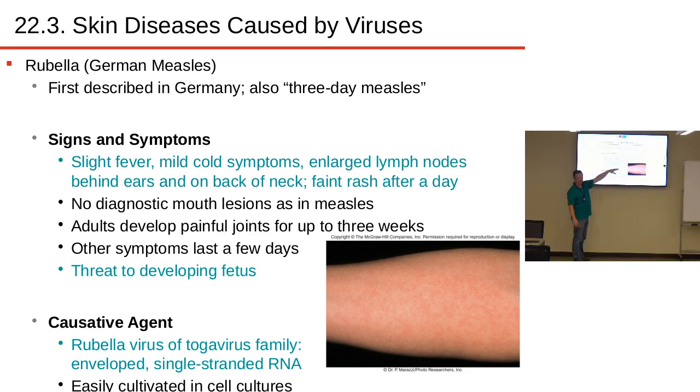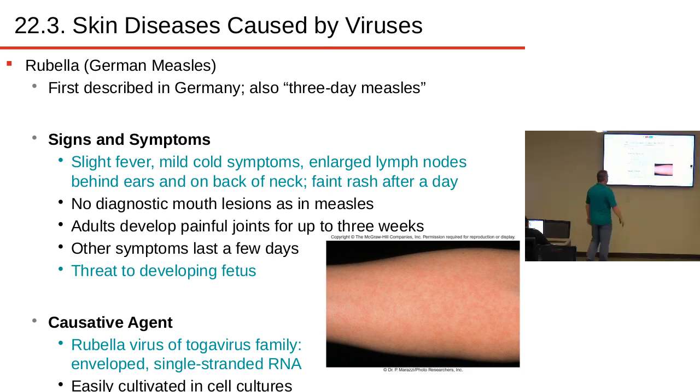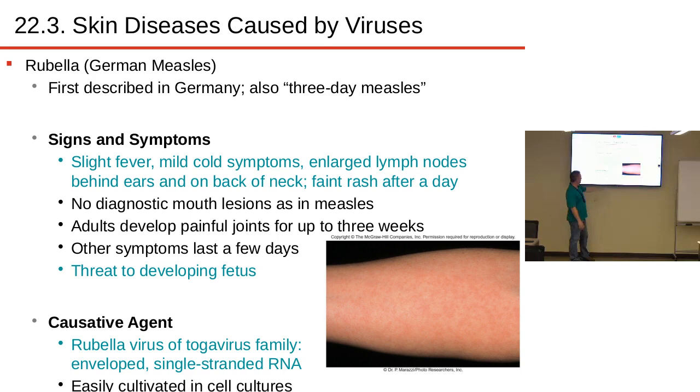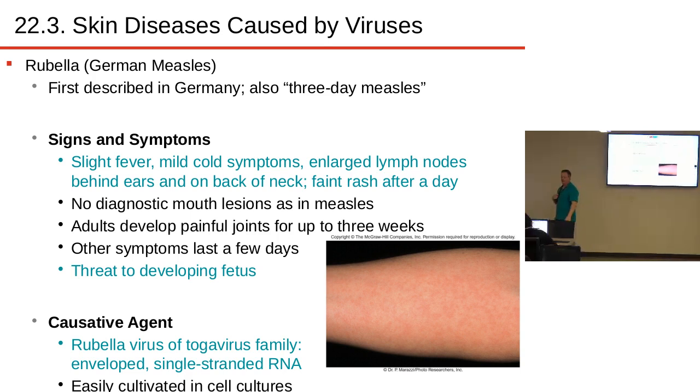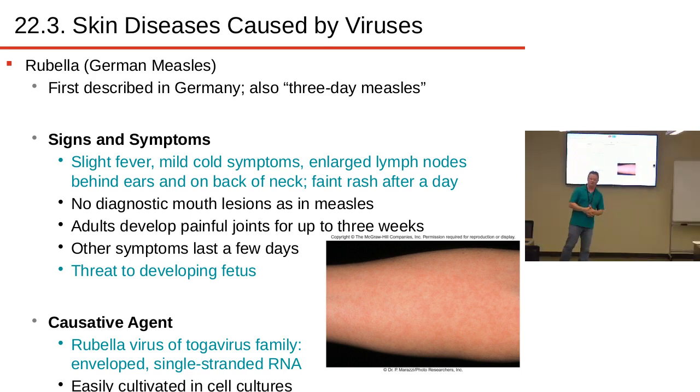If you get it as an adult, it's always worse, right? Same thing with measles, same thing with chicken pox. All these diseases are much worse as an adult. You end up getting joint pain for upwards to a month. Other symptoms may only last a few days. And again, there's always a threat to developing fetus. The placenta is very good at protecting the child, but especially viruses, they're able to jump over that placenta pretty easily.